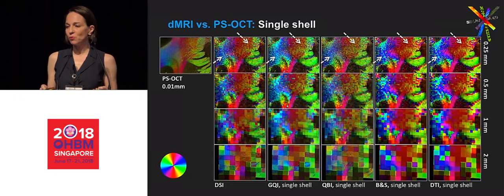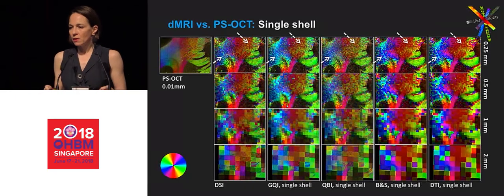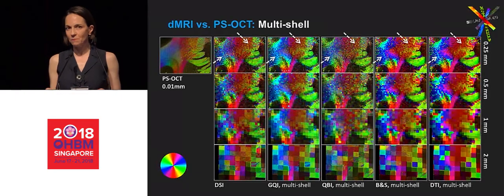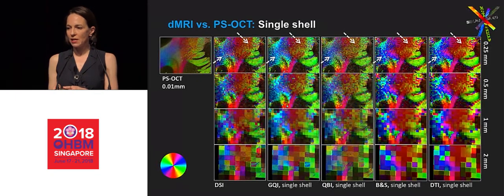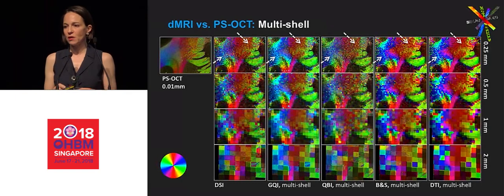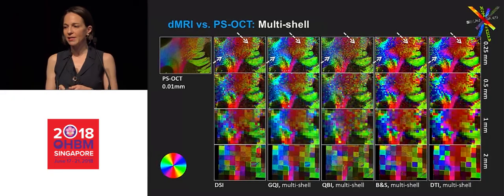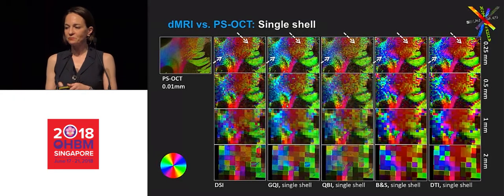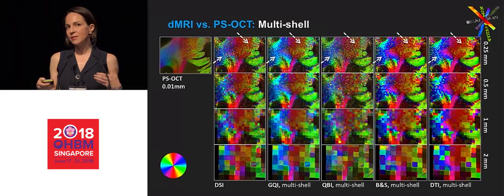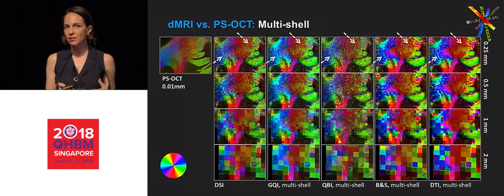Now, what if we had multiple shells? Do we gain anything? So this is the 3-shell data, and we do see some cleaning up, particularly for the ODF-based methods. So the GQI and the QBI get closer to the DSI and to the PS-OCT data when we use multiple shells. There is a little bit of an improvement for the ball and stick. We see more of that yellow inside the red. But the same general trends are seen here, that things are reasonably good up until a 1 millimeter spatial resolution, and then things break down.